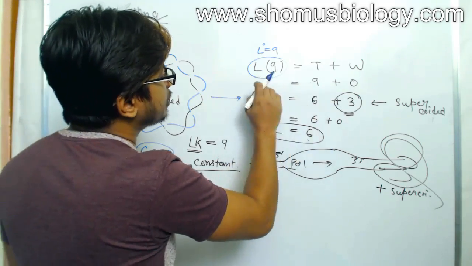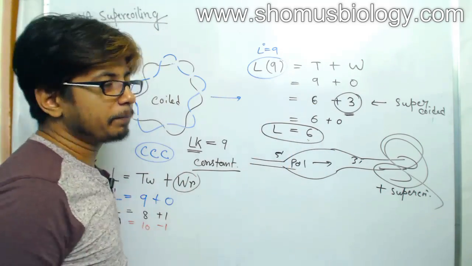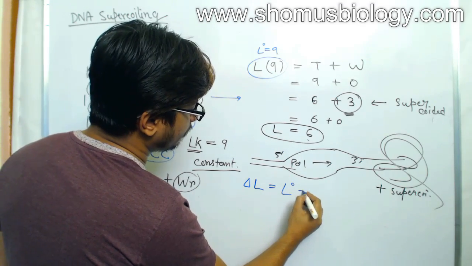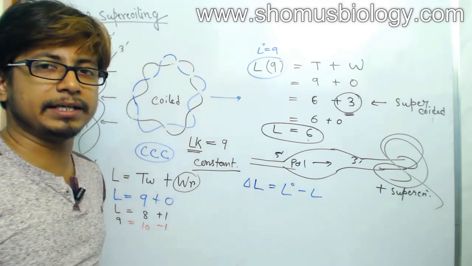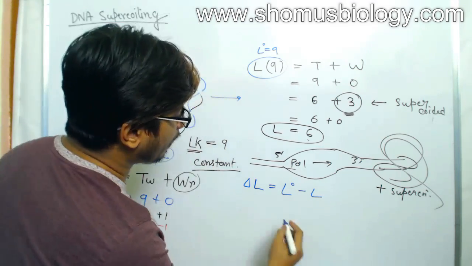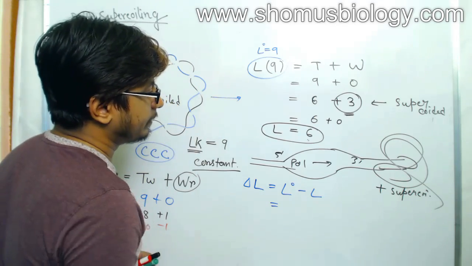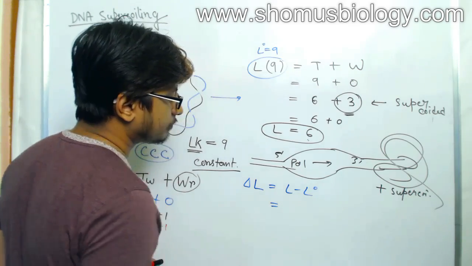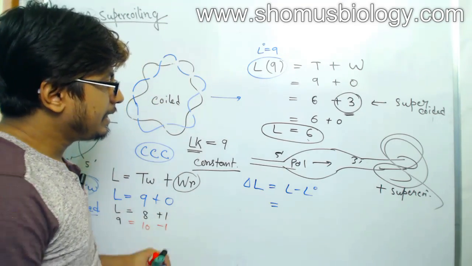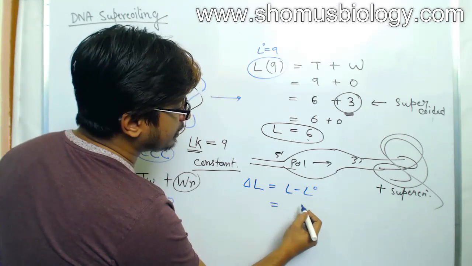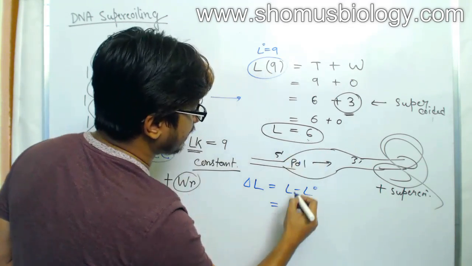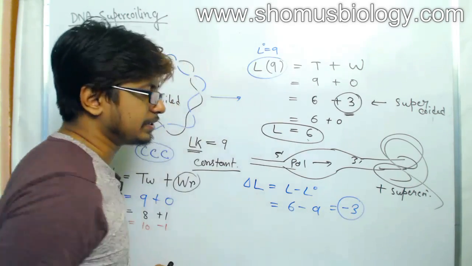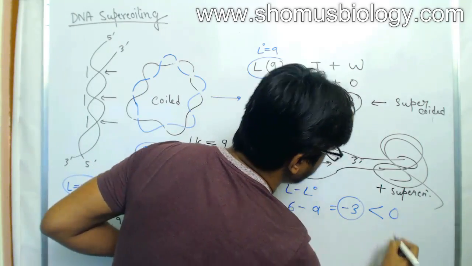Then what we need to do is find out the difference between these, so delta L, the actual linking number minus the linking number naught. Actually L minus L naught, that's the difference we want to find. Now if we find the difference value, let's say in this case L is 6 and L naught is 9, so the linking number difference is minus 3, which is less than 0.